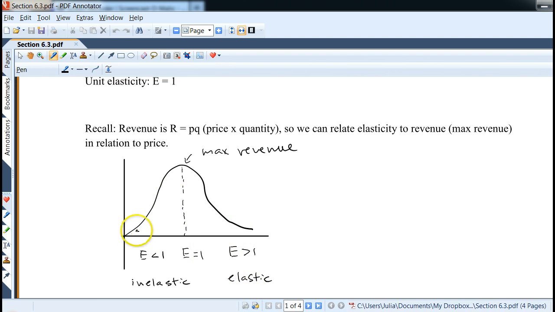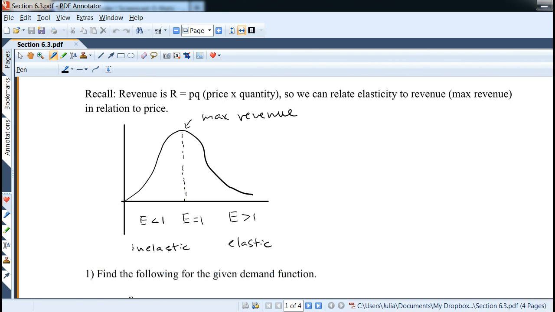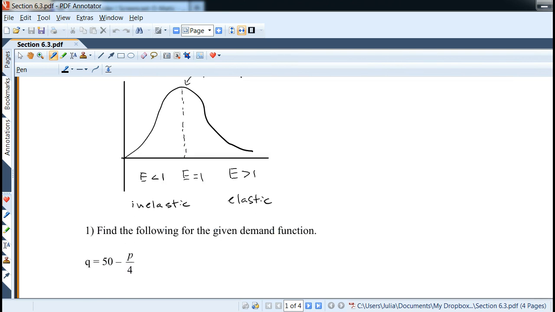So notice to the left, the revenue is still increasing, so you can still keep on increasing the price to increase your revenue. And over here, the revenue is decreasing, so you may want to lower the price to increase the revenue. Okay? So we can have a couple of problems.